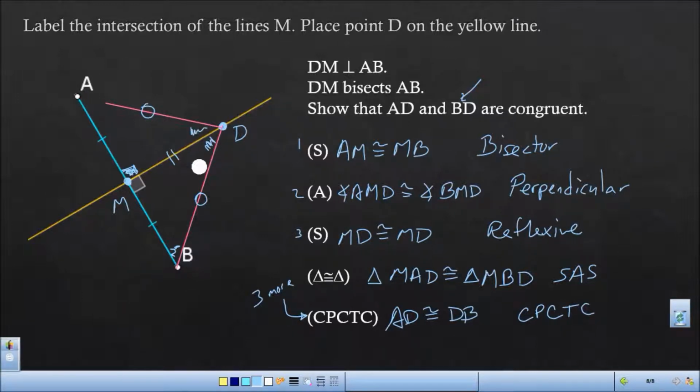Whoops. That's right, I can't do that. Okay. There we go. So that's your proof for the perpendicular bisector theorem.